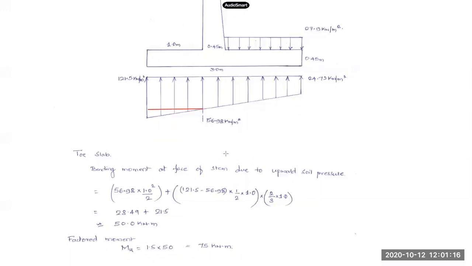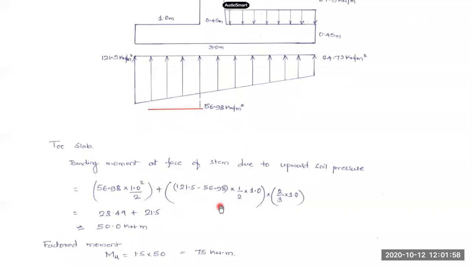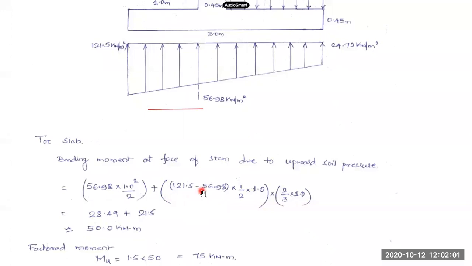So I have divided it like that, and then the bending moment and the shear force have been calculated. Due to the UDL of 56.98, it will be WL square by 2, 56.98 into 1 square by 2. Plus, due to this uniformly varying load, the intensity here is 0, and here 121.5 minus 56.98. So half base 1 meter into 121.5 minus 56.98. That is the load due to the UVL.